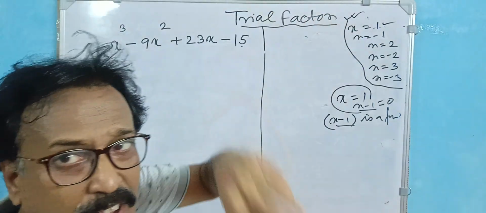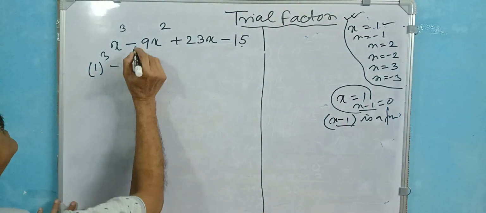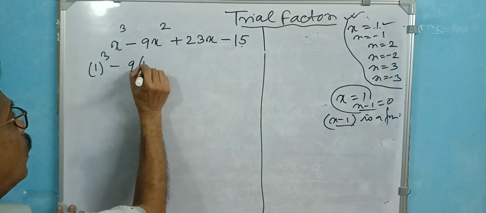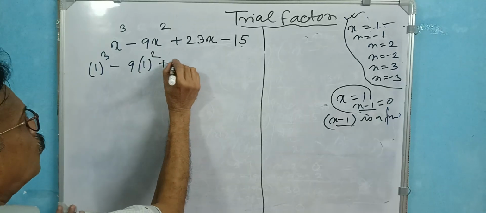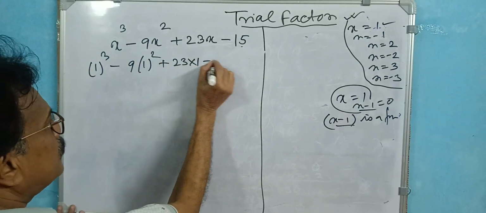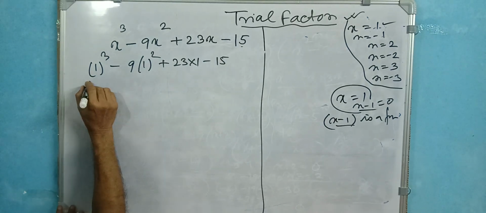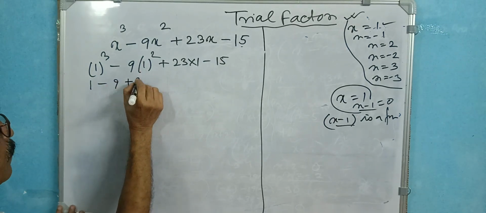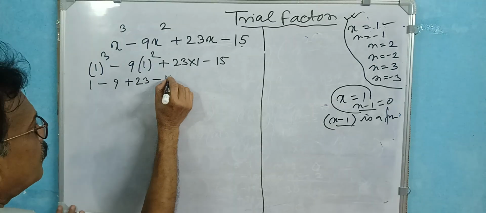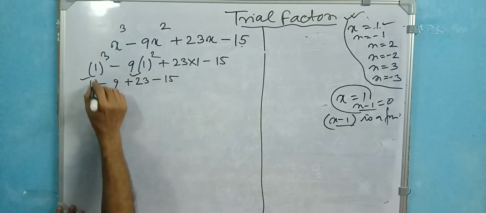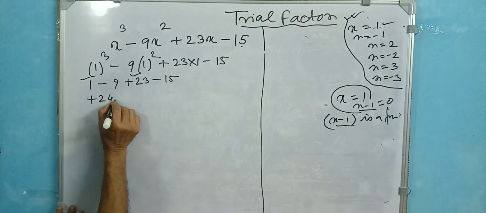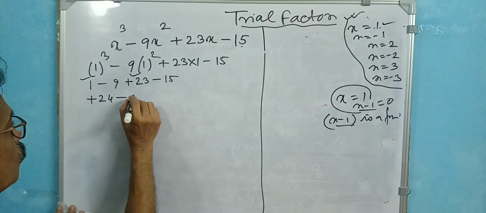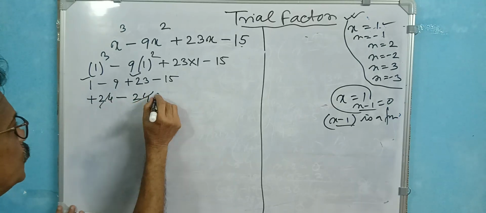So we take the other value. No problem at all. 9 times 1 square. This is 23 into 1. This is minus 15. So this is 1, this is minus 9, this is plus 23, this is minus 15, so plus 24. This is minus 24. Oh, that's right, 0 is coming.